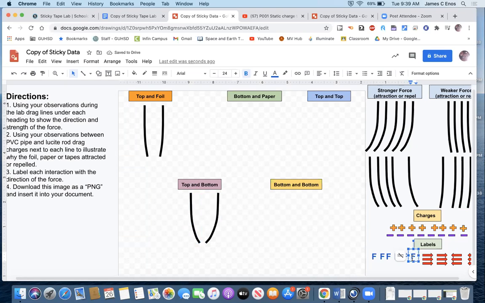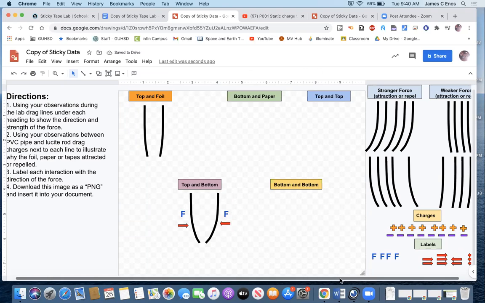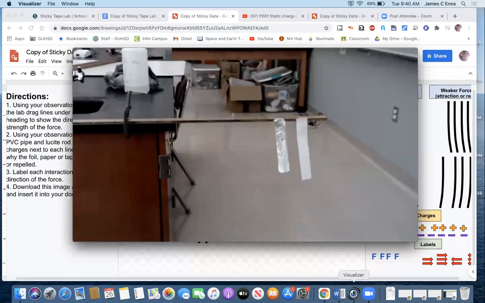And then I'm going to add in my labels because I need to label that there are forces acting here that are causing us to be attracted or repulsed. So you're going to need to label these in. So this is just how we're going to be getting started. What we're also going to do is view what happens when you get the tape with a charge.